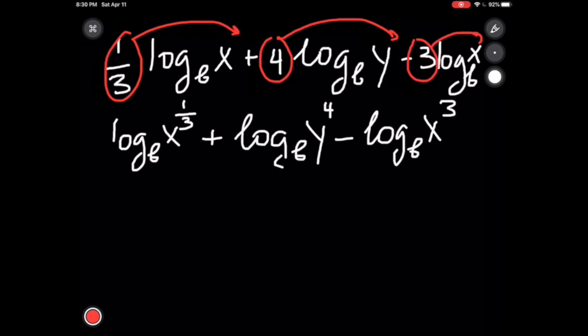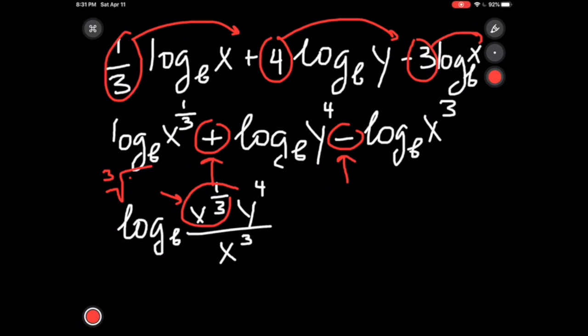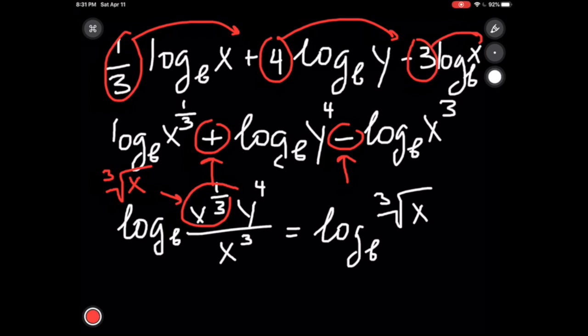Keep in mind that by the first property, addition of logs can be written as one log of a product, and subtraction of two logs can be written as the quotient. So x to the power of 1/3 and y to the power of 4 will be multiplied inside of the log, and then the whole thing will be divided by x to the power of 3 inside of that same log. The only thing that I would change now is I would write x to the power of 1/3 as cube root of x. After that, the answer is final. Log base b of cube root of x, y to the power of 4 divided by x to the power of 3.